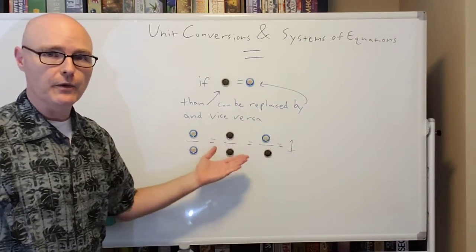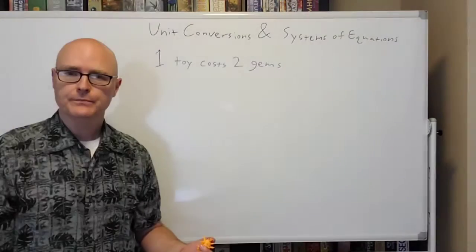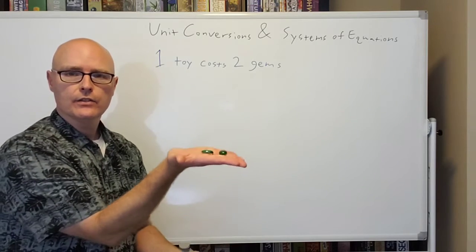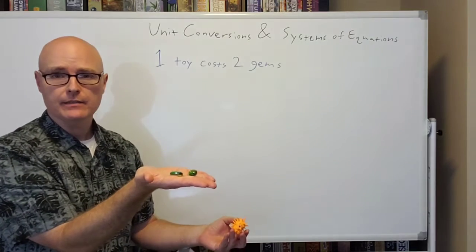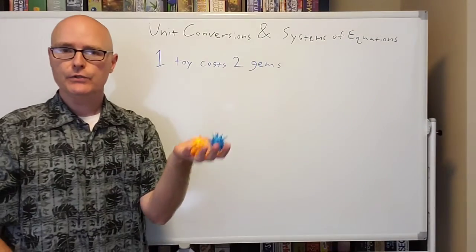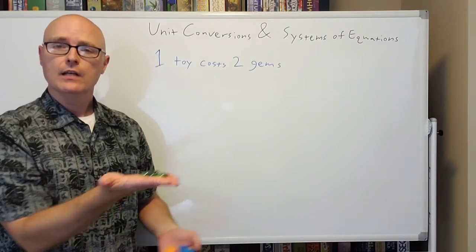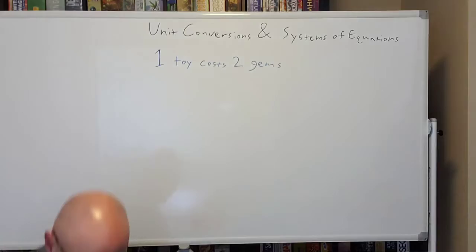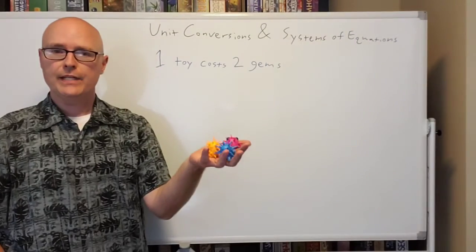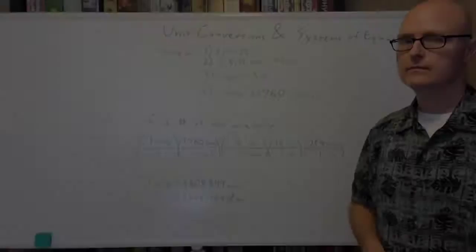This is vital for us to understand how to do unit conversions and systems of equations. Example, let's say that I have one toy cost 2 gems. That means if I wanted 2 toys, I would have to pay 4 gems. That also means that if I traded in 3 toys, I should be able to get 6 gems.